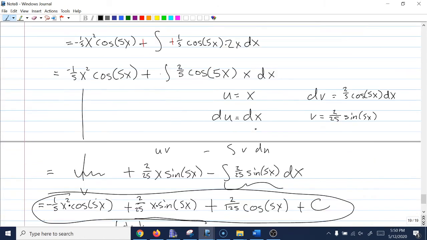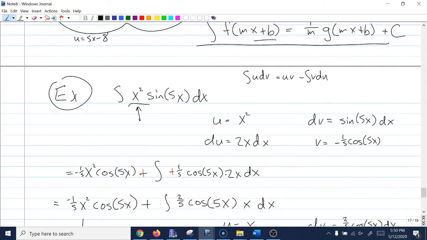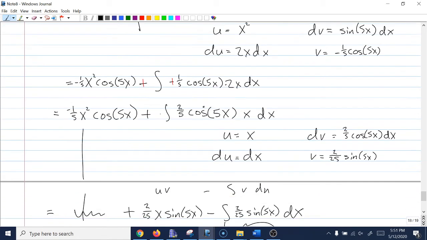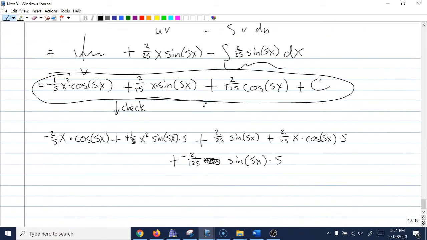The derivative was supposed to be, what was our original problem? x squared sine 5x. Does this whole thing equal x squared sine 5x? Aha! There's a 5 and a 1/5 that leaves me x squared sine 5x. That's the answer. Here I have negative 2/5 x cosine 5x. Here I have positive 2 over 25, 5 cancels with that, gives me 2/5 x cosine 5x.